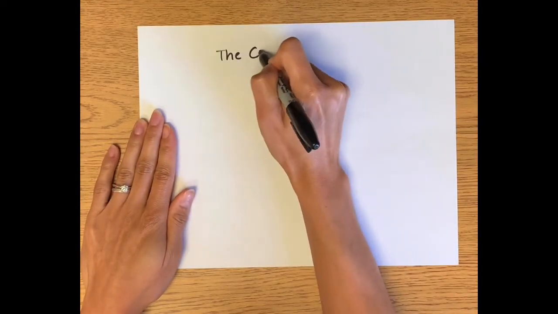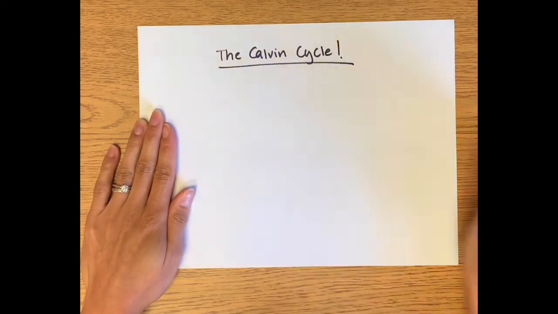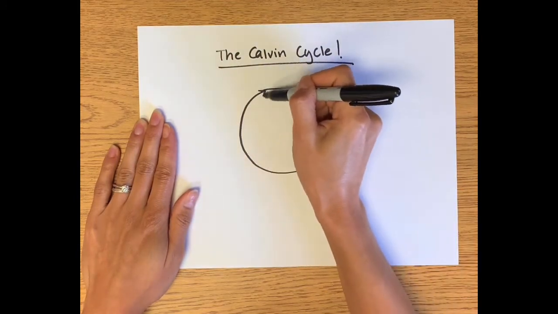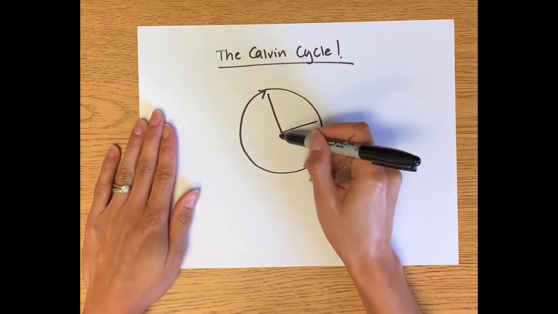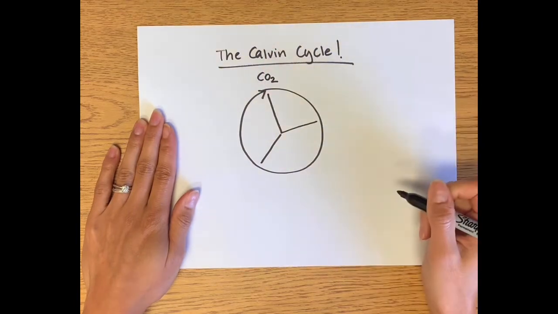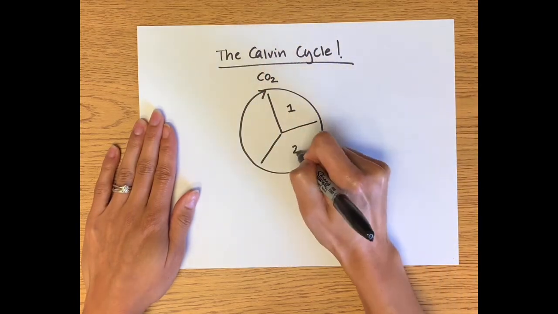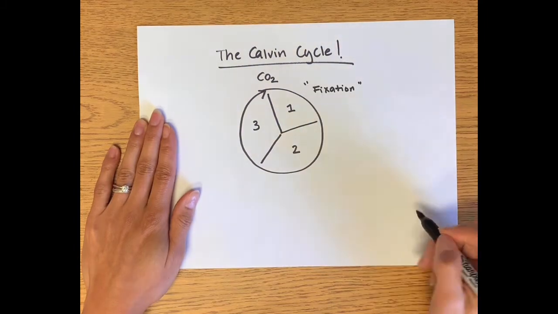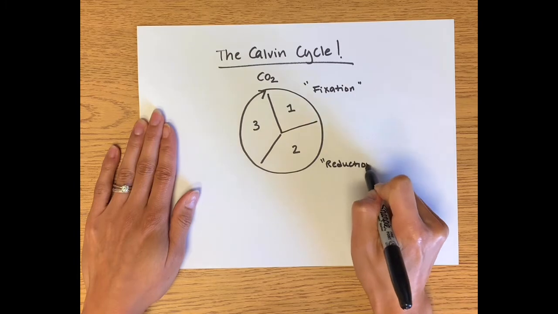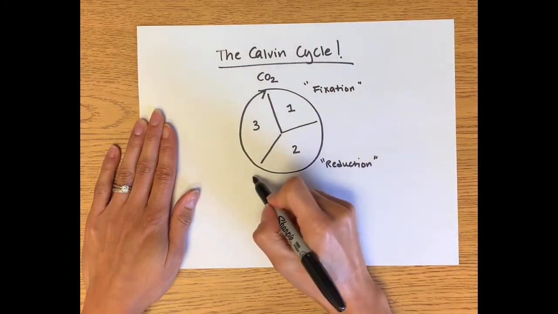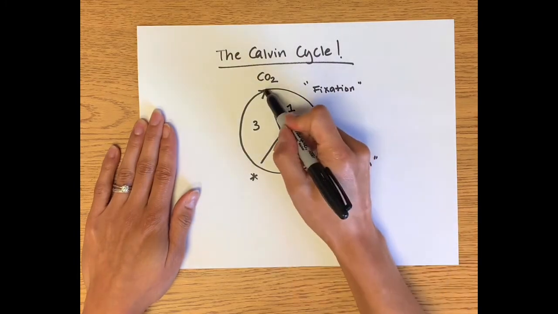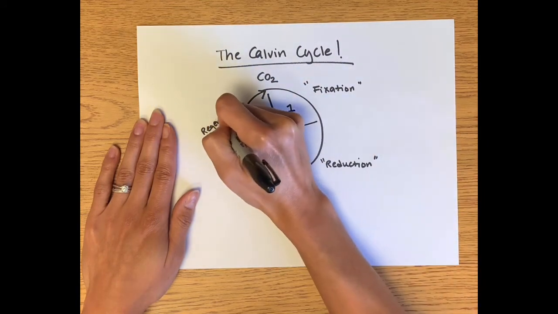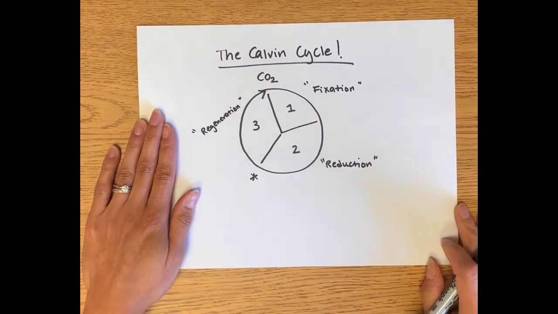Let's talk about the Calvin cycle. This is the phase of photosynthesis where we make a carbohydrate from CO2 gas. The Calvin cycle has 3 stages. In the first stage, we're going to fix the carbons in CO2. And in the second stage, we're going to reduce the product we made in order to produce G3P. In the third stage, we need to regenerate a molecule known as RuBP so we can turn the cycle again. But let's talk about fixation first.